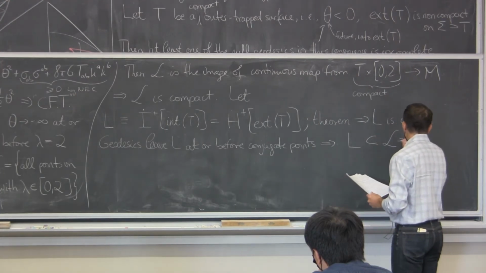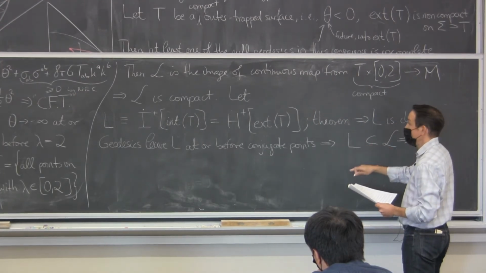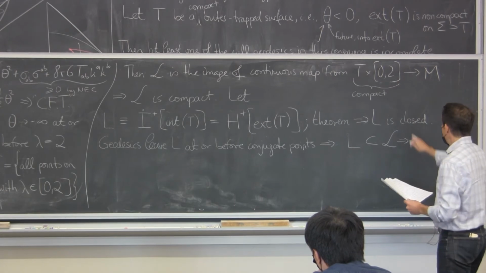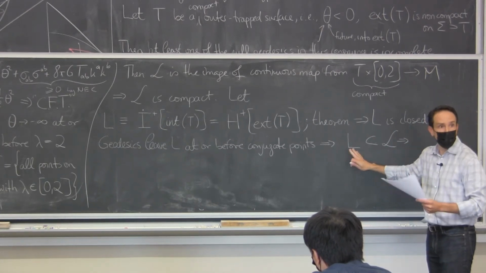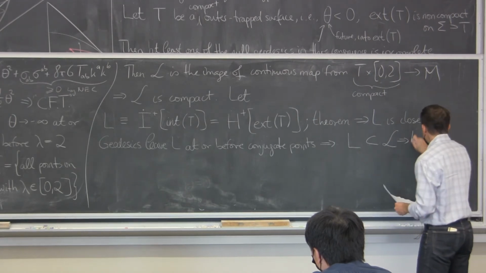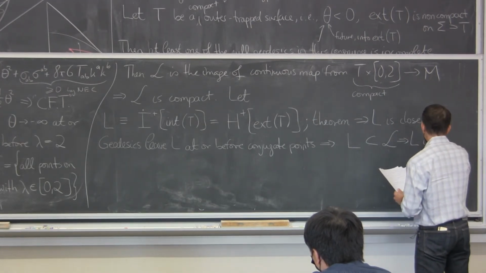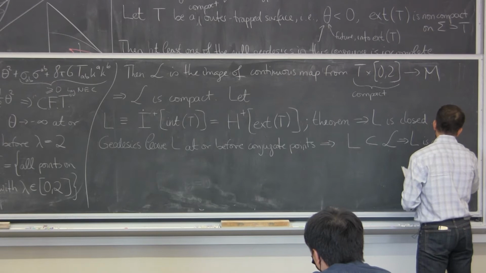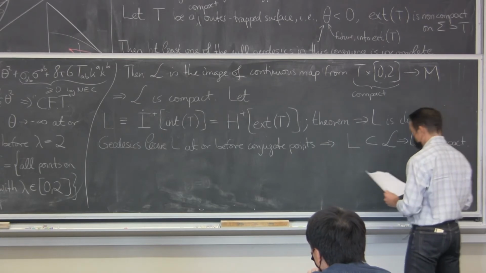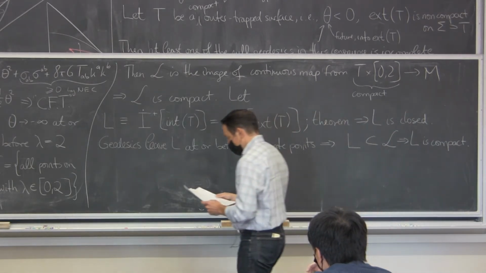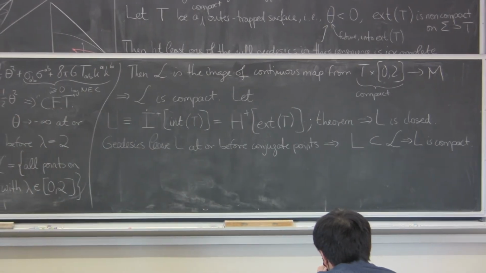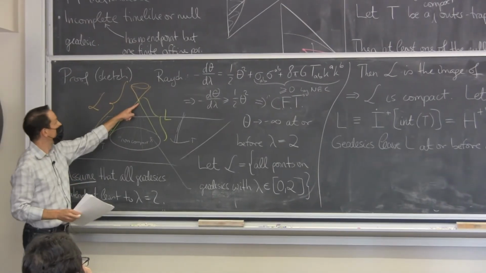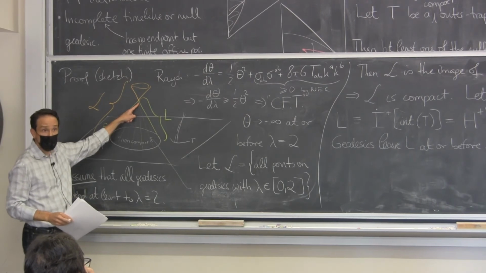Right, and that in turn means that L is... so if you have a closed subset of a compact set, then that subset is compact. Okay, that's just a basic theorem in topology. Now morally what this means is that there aren't any holes in L, in normal L.